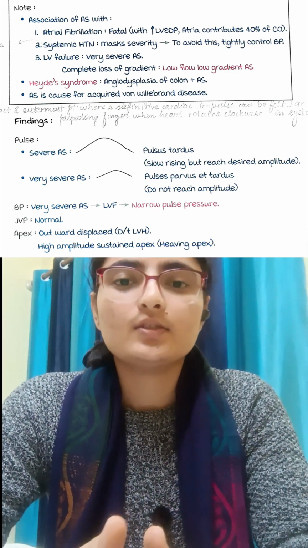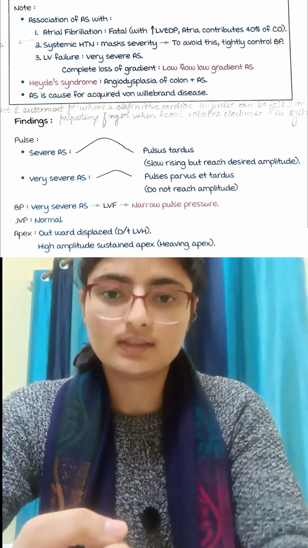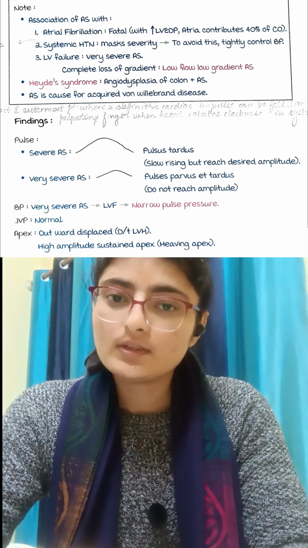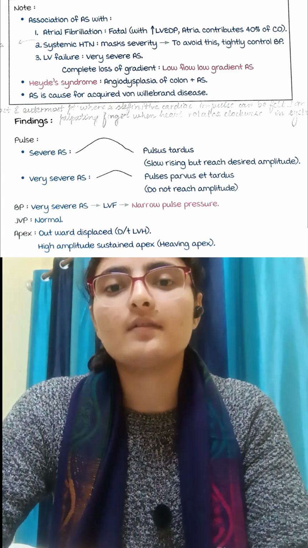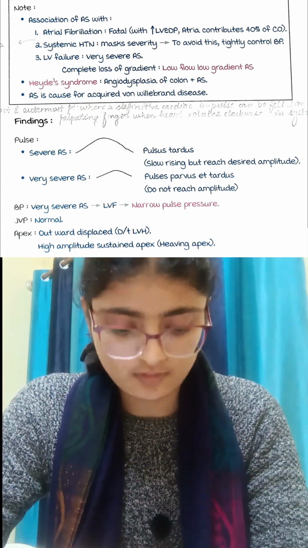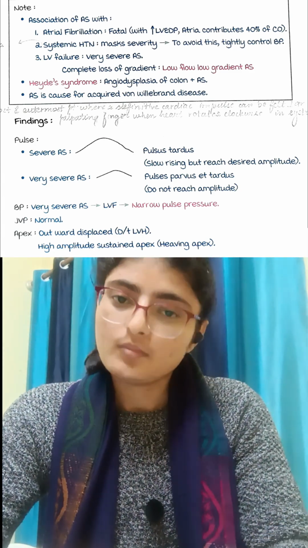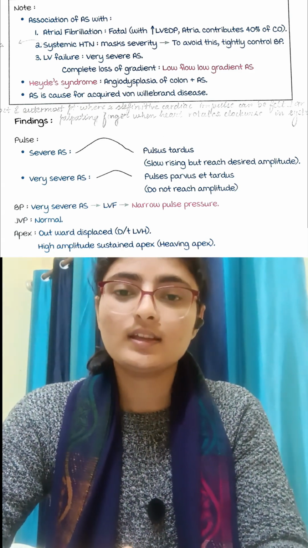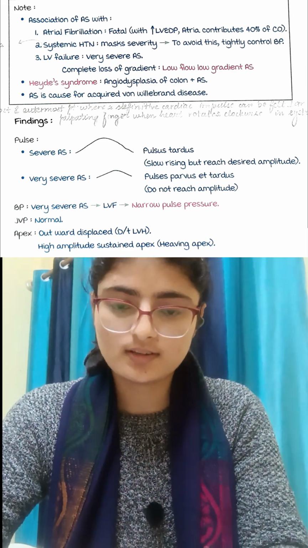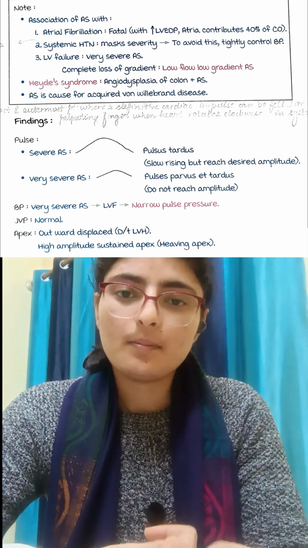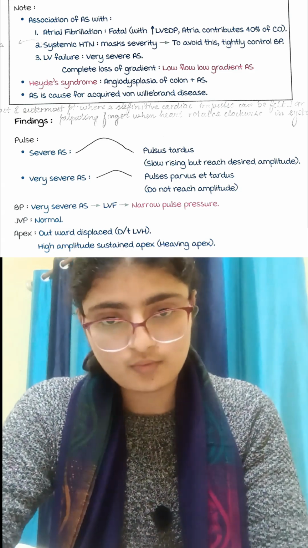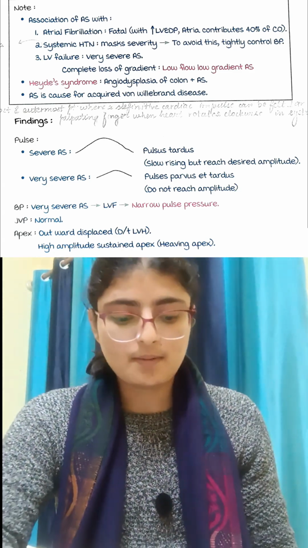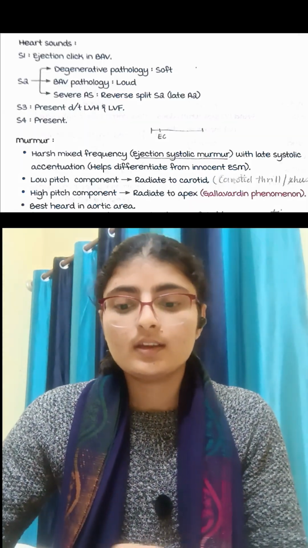Then some findings in case of aortic stenosis. Firstly, pulse. There is pulsus tardus, in which the desired amplitude is reached. Pulsus parvus et tardus, in which the desired amplitude is not reached. In both the cases, pulse is slow rising. Then BP. In case of very severe AS, there is left ventricular failure, so narrow pulse pressure is seen. JVP is normal. Apex is shifted outwards due to left ventricular hypertrophy. There is a heaving apex, a high amplitude sustained apex.